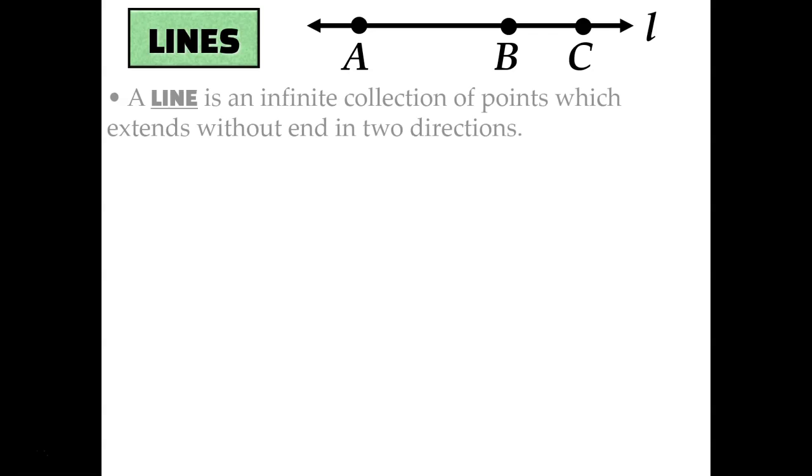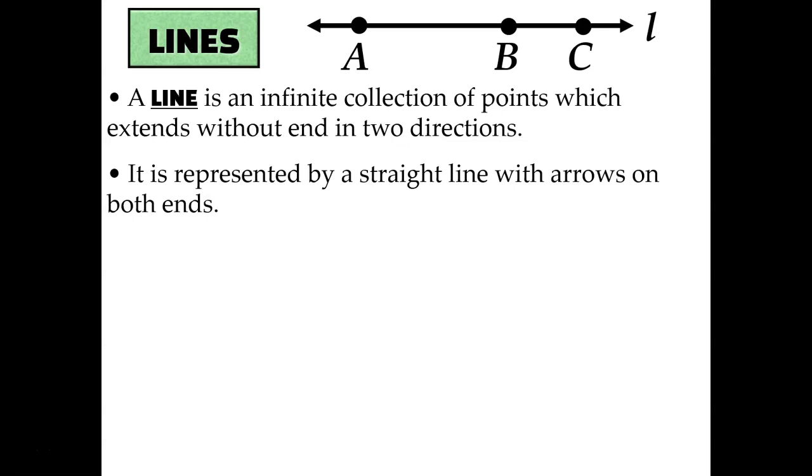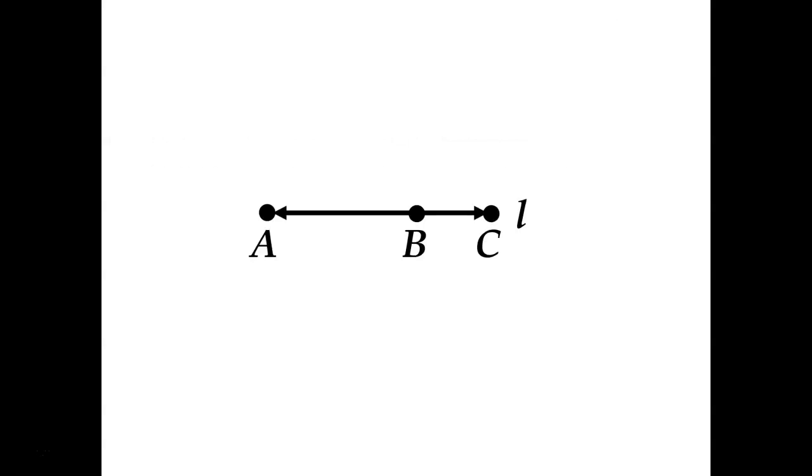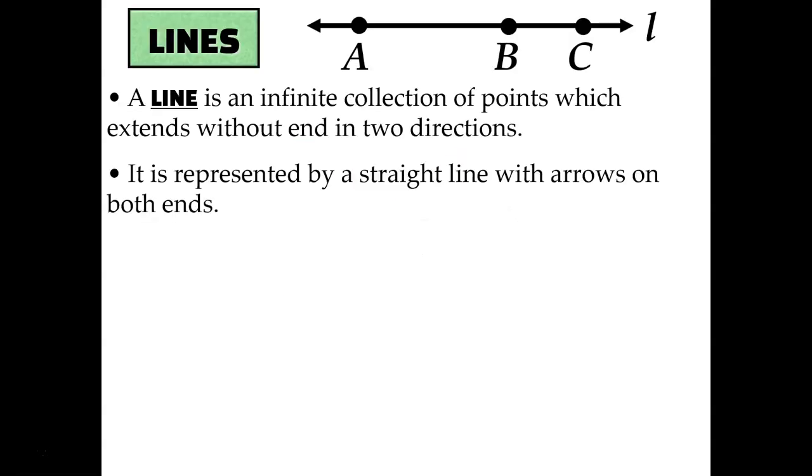Lines look like this. By definition, they're an infinite collection of points, which extend without end in 2 directions. To represent the fact that they extend infinitely, we put arrows on both ends of the figure. Now, a common mistake that I see my students making is drawing lines like this, with the arrowheads in between the points. Please do not draw your lines with the arrows like that. You should draw your arrows on the exterior of those outermost points, like what you see in the figure on the screen right now. There are 2 different ways to name a line.